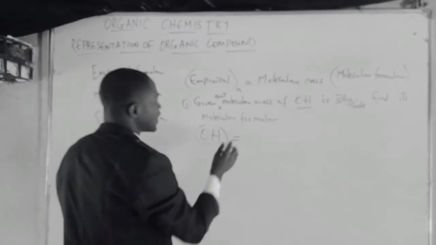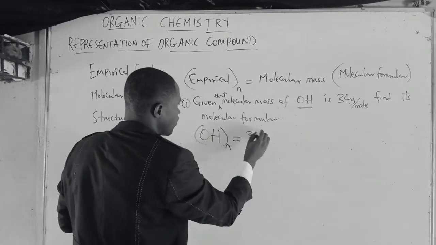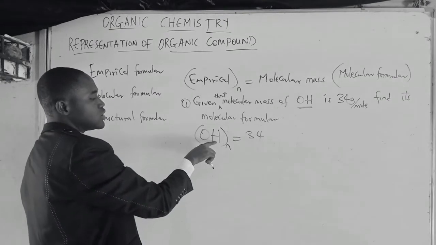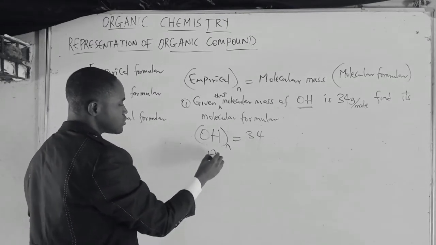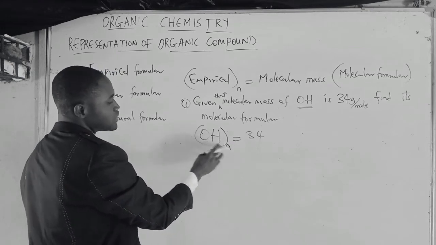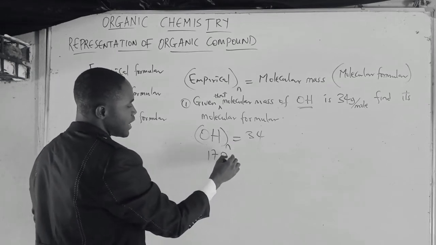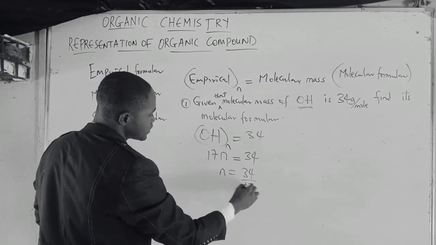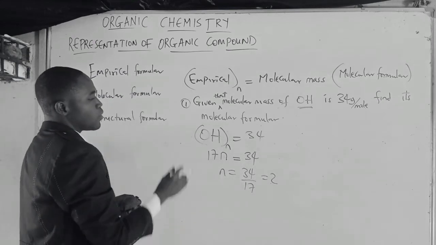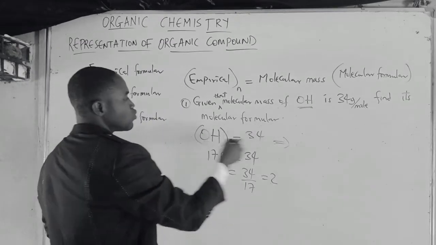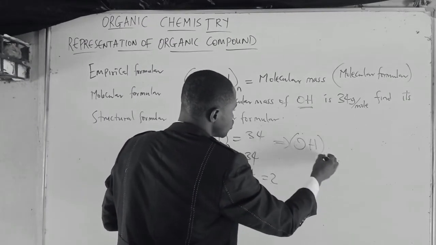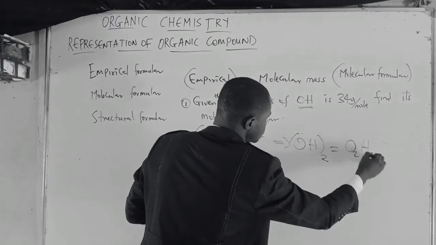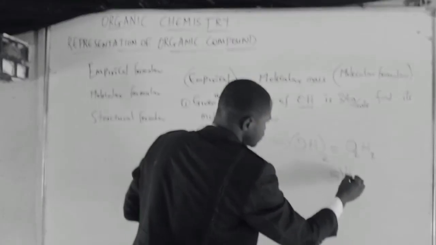So what you now do is that, what is the molecular mass given? 34. Now, what is the atomic mass of oxygen? 16. The atomic mass of hydrogen is 1. 16 plus 1, 17, to the base n. So 17 times n gives you 17n equals 34. n will give you 34 over 17, equal to 2. That means the molecular formula of this will be OH to the base 2, equal to O2H2.